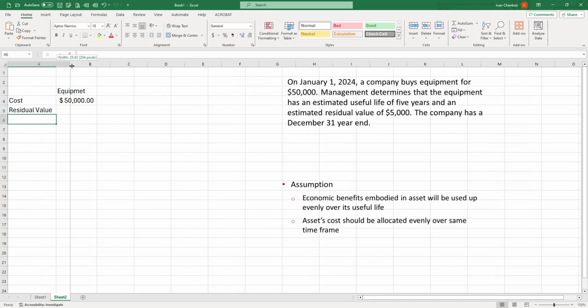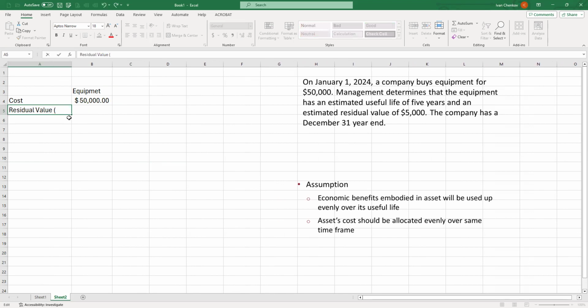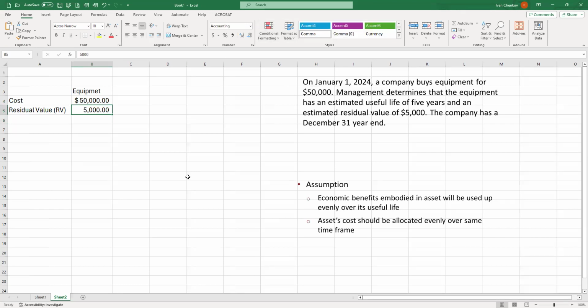Residual value, you may also see it as an abbreviation of RV. Residual value in this case is $5,000. So at the end of the useful life of the machine, we're expecting to get $5,000. And the question is, if for something that we pay $50,000 and we expect to use it for 5 years, and at the end of the 5th year, we're going to get $5,000, how much do we have to depreciate over the useful life?